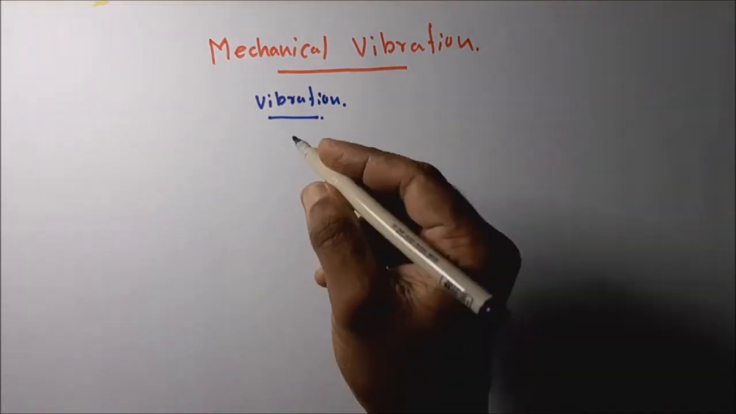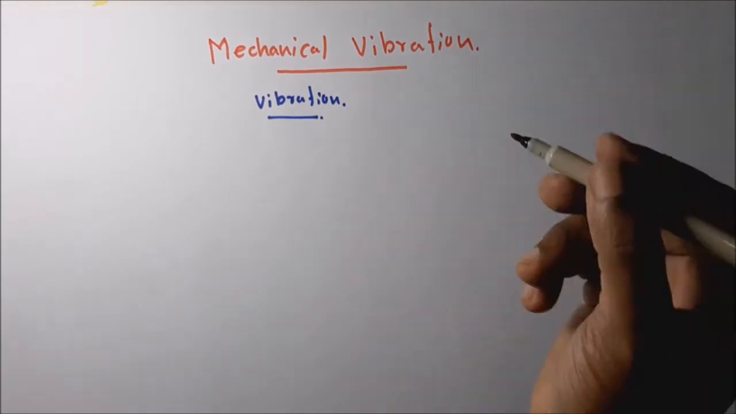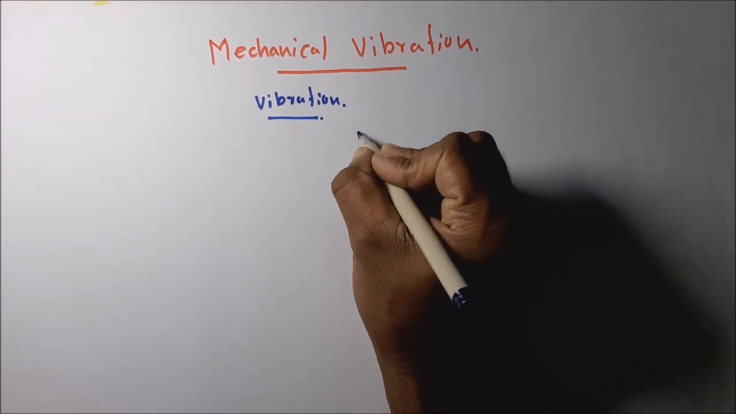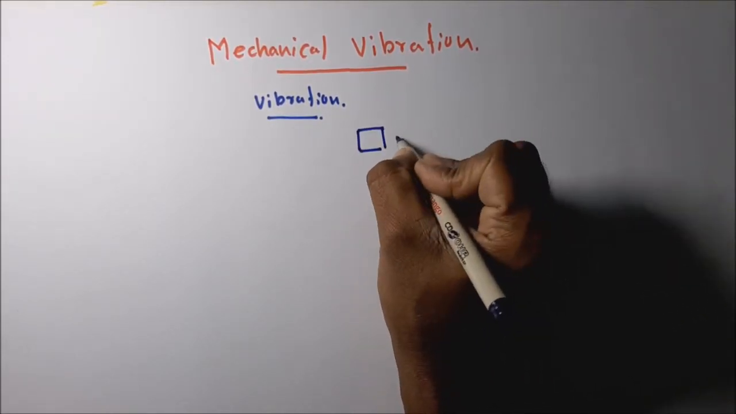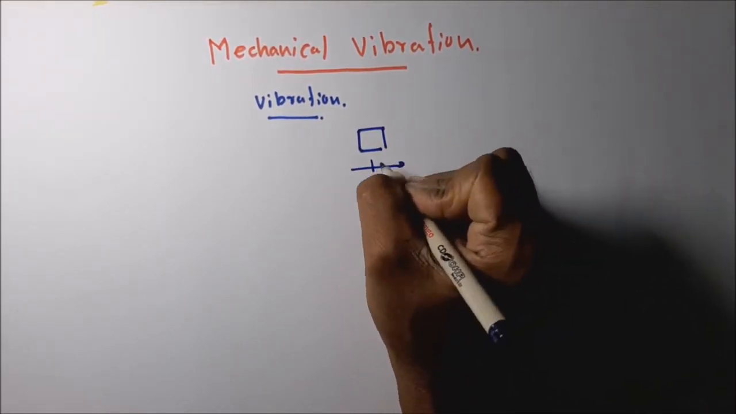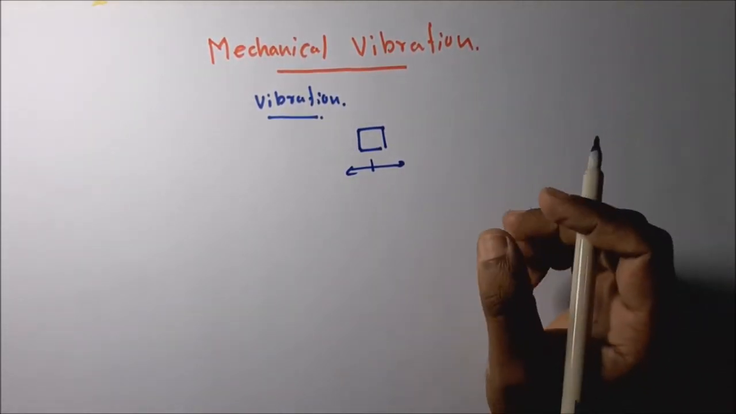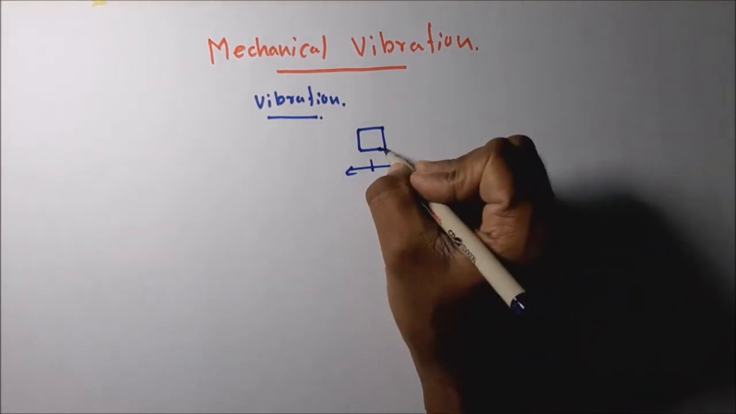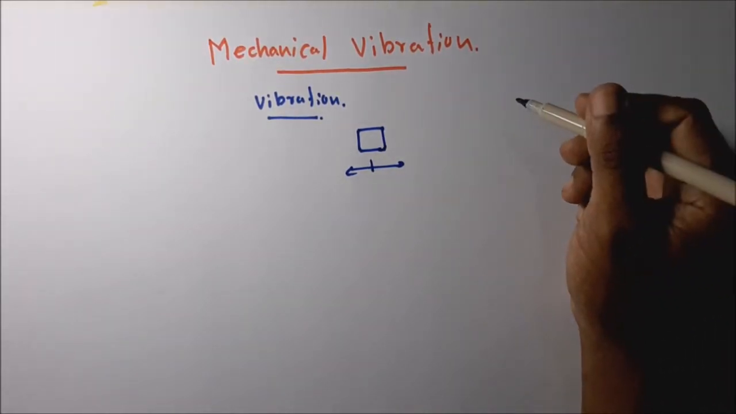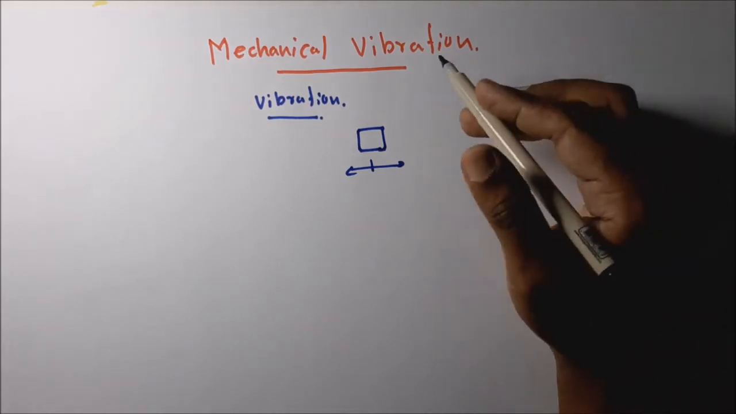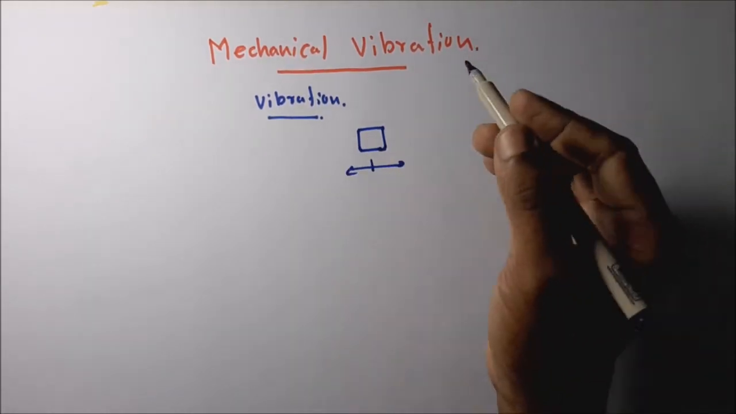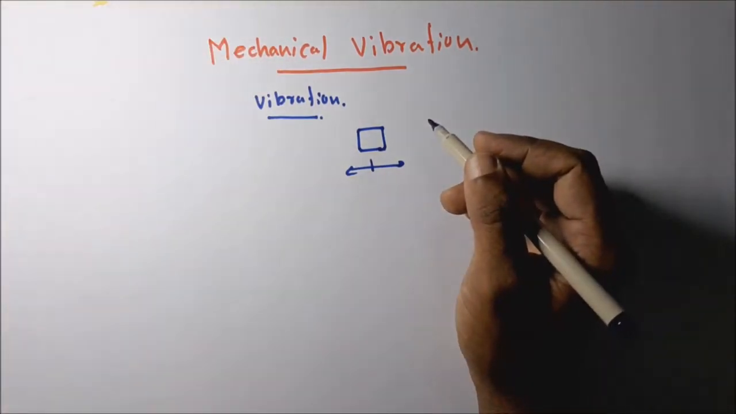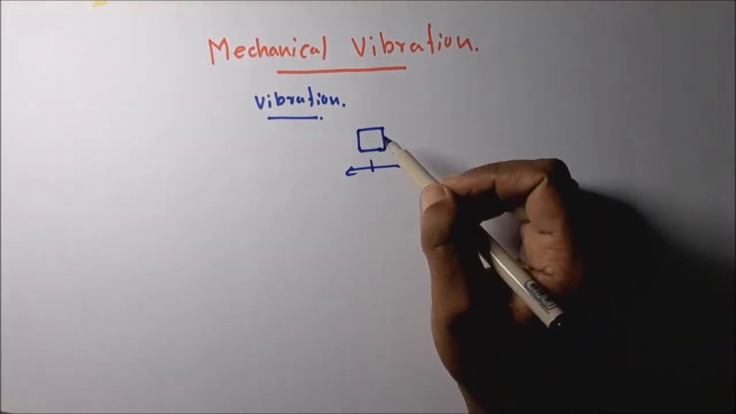So what is vibration? It is the oscillatory movement of an object. If an object produces oscillatory movement, back and forward motion, repetitive motion, it is called vibration. It may be periodic or aperiodic. The oscillatory motion of an object is called vibration. In this lecture we are focusing on mechanical vibration, the vibration that occurs in a mechanical system.